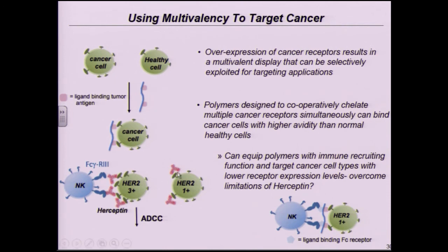deconvolute the binding to the tumor receptor from the binding to the immune effector cell receptor. You can see here, we can still bind HER2 lower expressors by how we optimize the presentation of these tumor binding ligands. And at the same time, we can promote a very high decoration density of immune effector cell binders, which would not normally occur if you're just relying on antibodies.